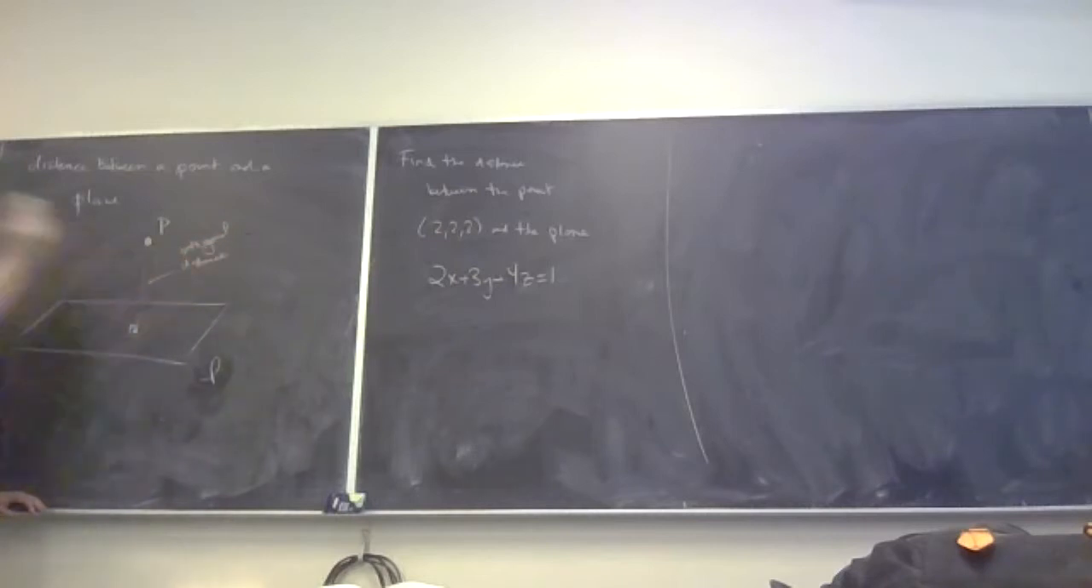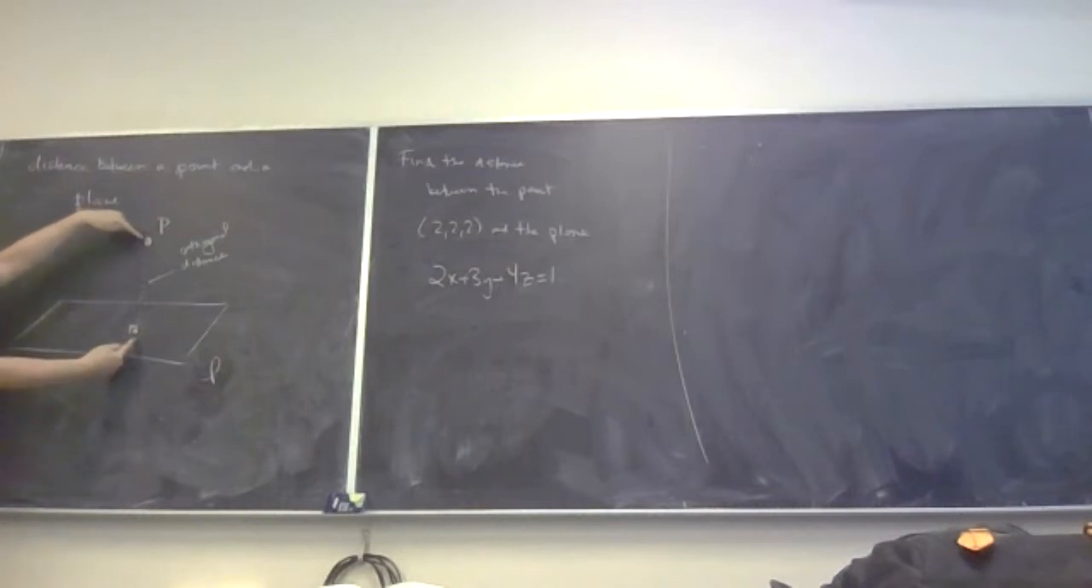Usually we just even leave off the word distance. It's the closest I can get to the plane with a line segment. I mean, I can connect that point to the plane with lots of different line segments, but there's one unique one that makes that as small as possible, and that's what we call the distance.